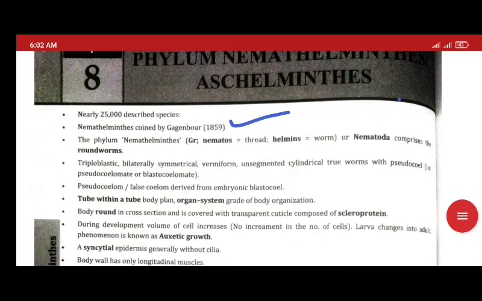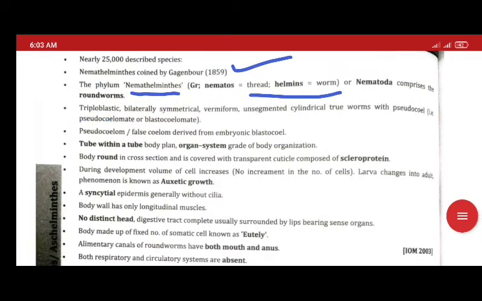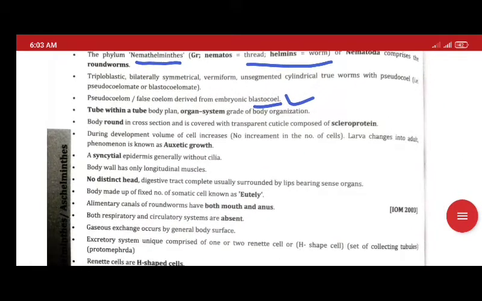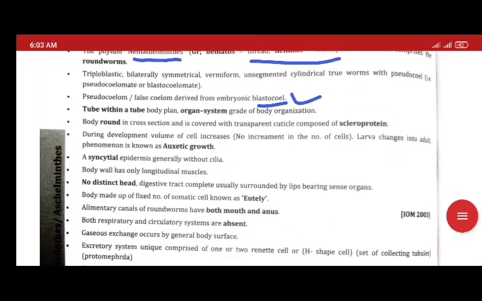Now phylum Nemathelminthes, I have told you, is the thread worm or round worm, a worm type. This is also triploblastic, and the coelom here is developed. That coelom is derived from the embryonic blastocoel, which we will study in developmental biology.